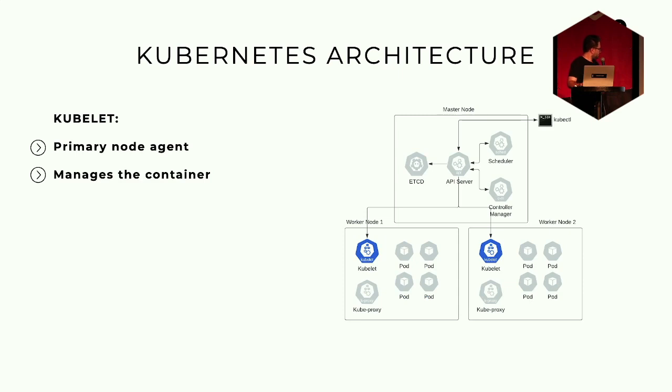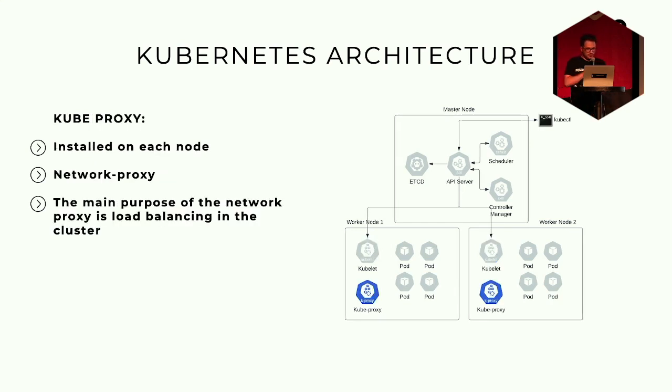And the kubelet is the primary node agent. It registers the node with the cluster over the API server, and it also manages the containers and ensures that the containers are healthy and running. If not, the kubelet can restart the pod so that the container becomes healthy again.